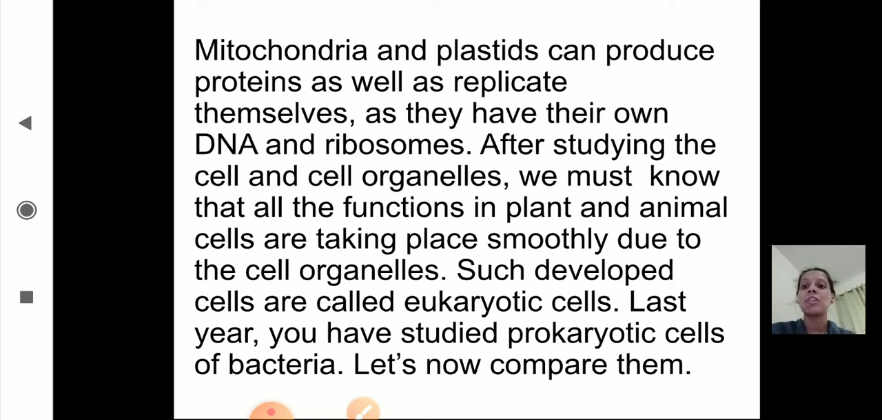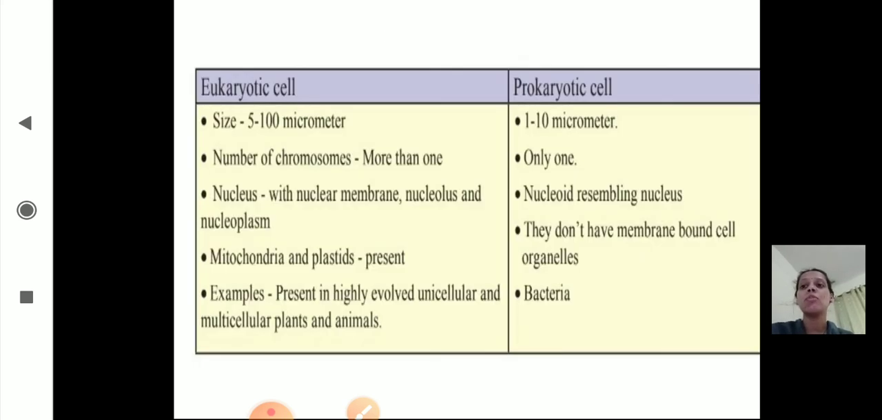Last year you studied prokaryotic cells of bacteria. Now we will see the comparison, or the difference, between prokaryotic and eukaryotic cells. Such developed cells, which we have learnt in this lesson, are called eukaryotic cells, and in the previous year we studied prokaryotic cells which are present in bacteria. So this is the difference between eukaryotic cells and prokaryotic cells.